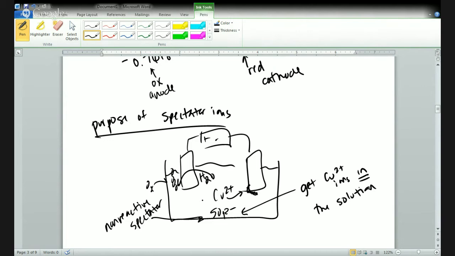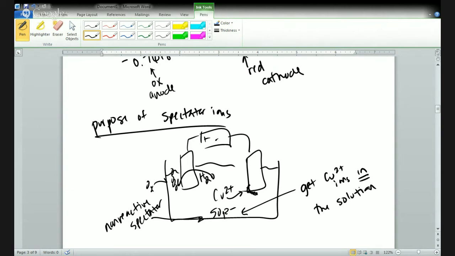Now, the other thing they do is help keep the solution overall neutral, because we know that when we do our redox reactions, one side of our solution typically takes on a positive character and the other side takes on a negative character. So keeping these spectator ions in the solution helps create an overall neutral solution as the reaction takes place. So that's the role of spectator ions in those solutions.